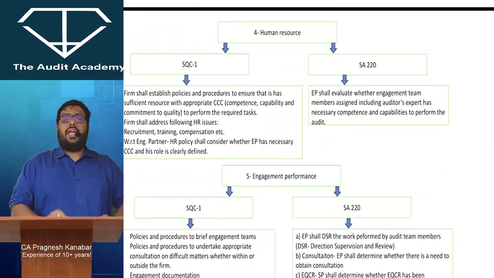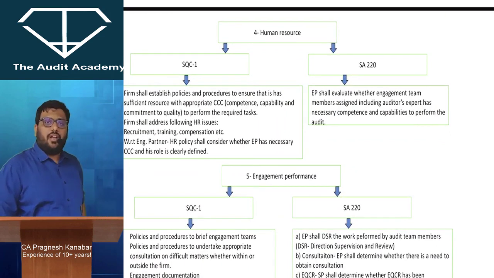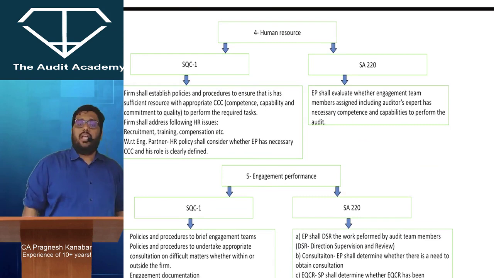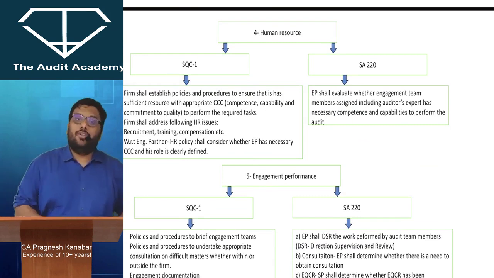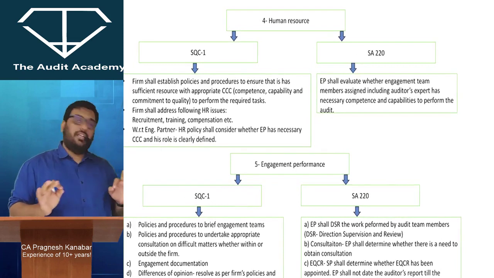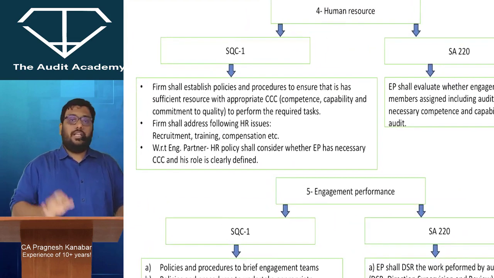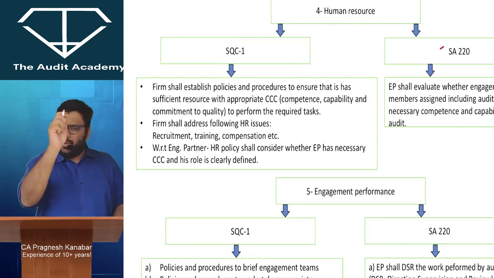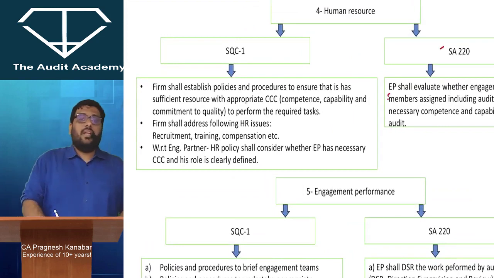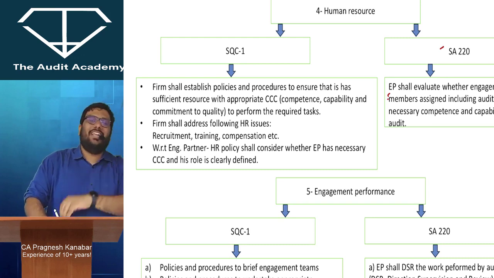Yes, L for leadership responsibilities, E for ethical requirements, A for acceptance and continuance, then H for human resource. See, when it comes to human resource, I will wind up this point in about 60 to 90 seconds. There is no point in SA 220 on human resource, just one line, that is why I've written it over here. Why? Because every engagement team will not have its own human resource department. The human resource department will be common for the entire firm, right?